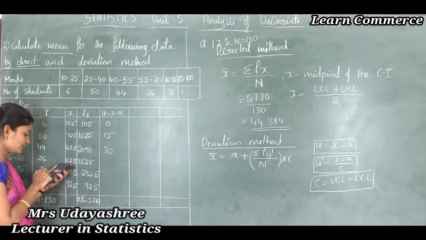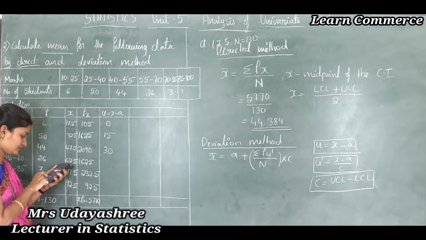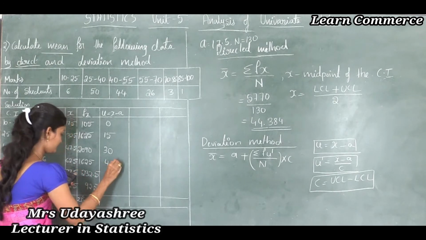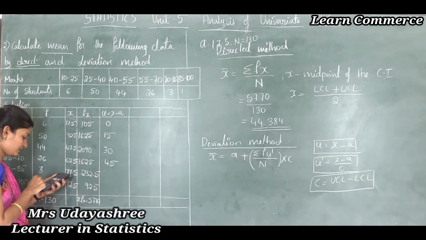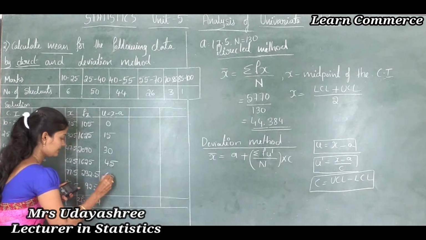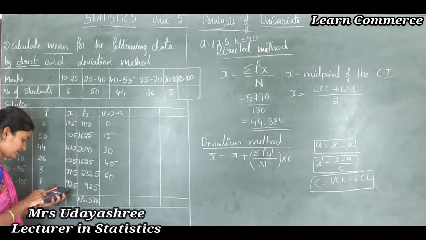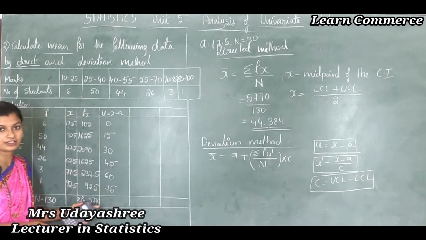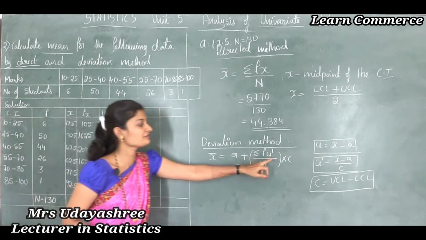Next, 62.5 minus 17.5 is 45. Next, 77.5 minus 17.5 is 60. Next, 92.5 minus 17.5 is 75. So these are u observations, but based on the formula we need to find u dash.